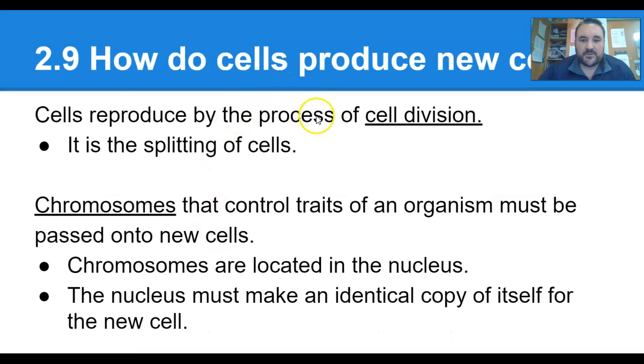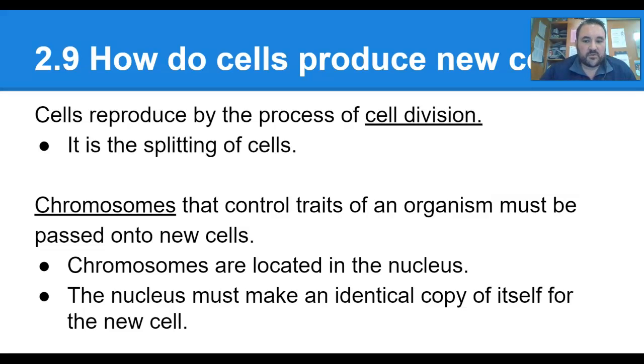How do cells produce new cells? We make new cells by one cell dividing into two. Cell division is the splitting of cells. If you're a single-celled organism, it's reproduction. If you're you and I, a multicellular organism, it can be for reproduction, for healing, for regeneration, like if you lost a tail. If you're a salamander, they can regrow their tail. Or it can be for growing or developing by having more cells.